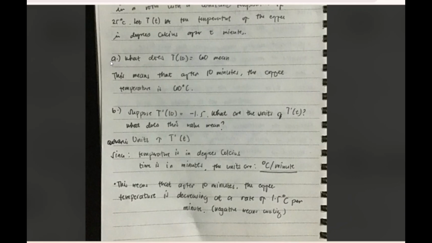Question number 1 goes like this. What does T of 10 equals 60 mean? We know that the t represented here is about the minutes, from the question: after t minutes. So t represents the number of minutes. Since it is substituted by 10, this means that after 10 minutes, the coffee temperature is 60 degrees Celsius.